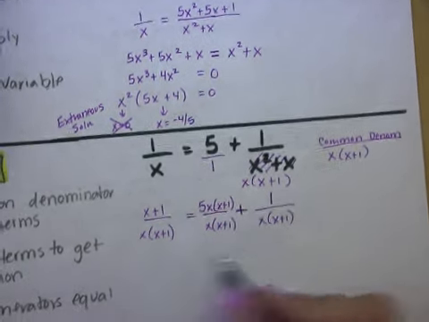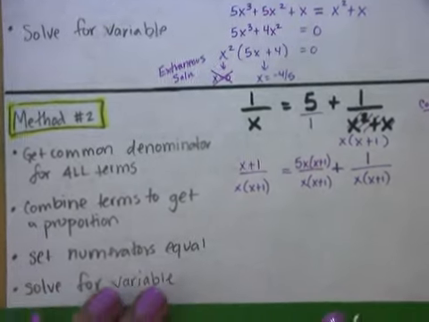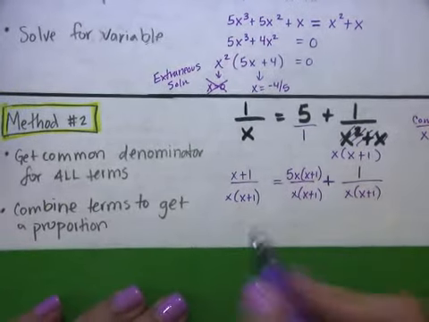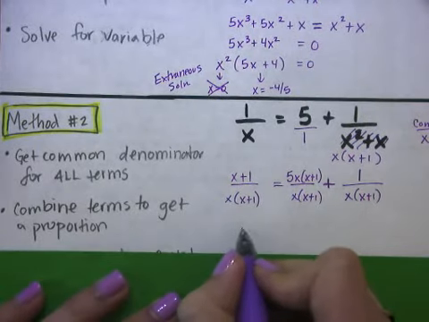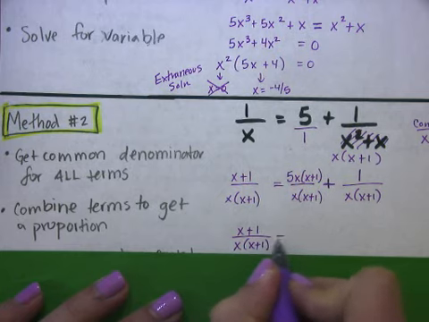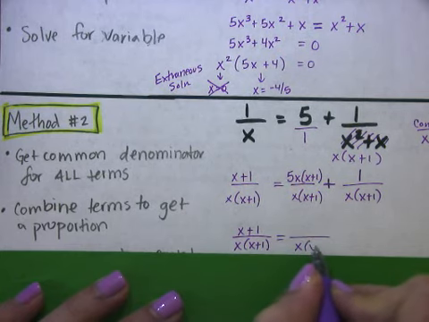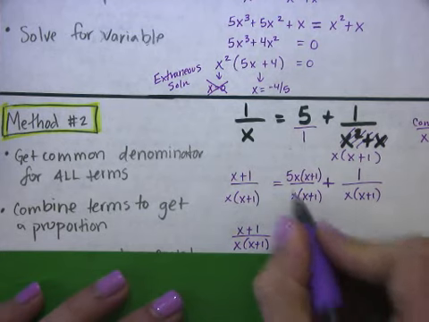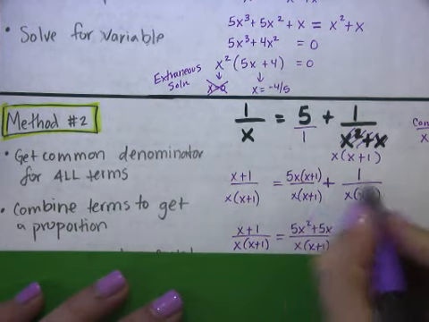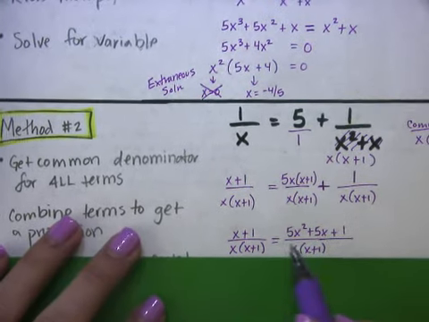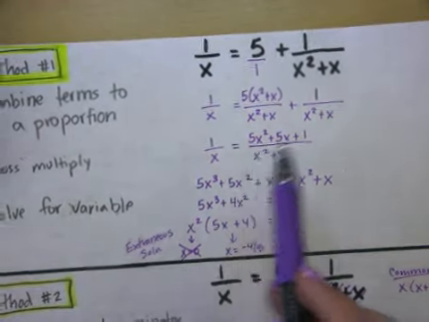and I have common denominators, I can combine my terms to get a proportion, so kind of like the last one. So in this case, I'm going to go ahead and combine my terms, so this side just stays, because it's just one expression. And this side, the common denominator, and on the top, if I multiply this out, I'd get 5x squared plus 5x, and then I have this plus 1. And in this case, why this one is different now is because we have common denominators in this proportion. Up here we didn't have common denominators.